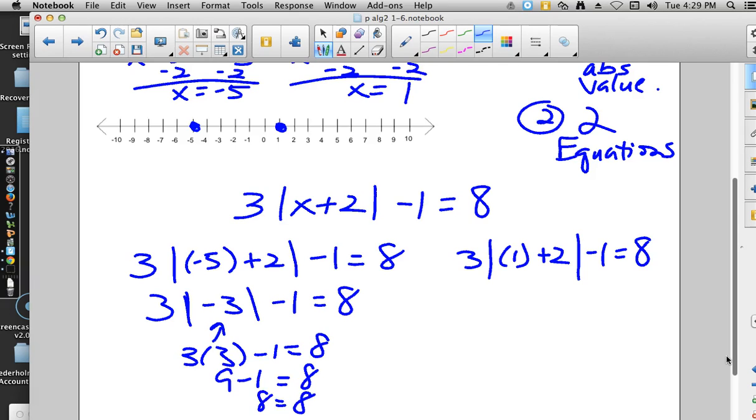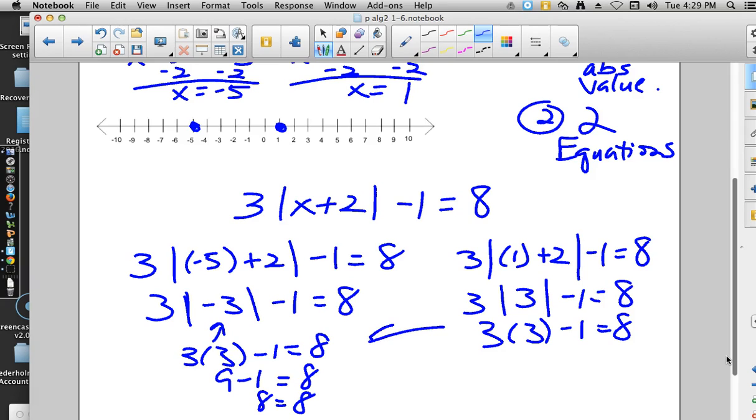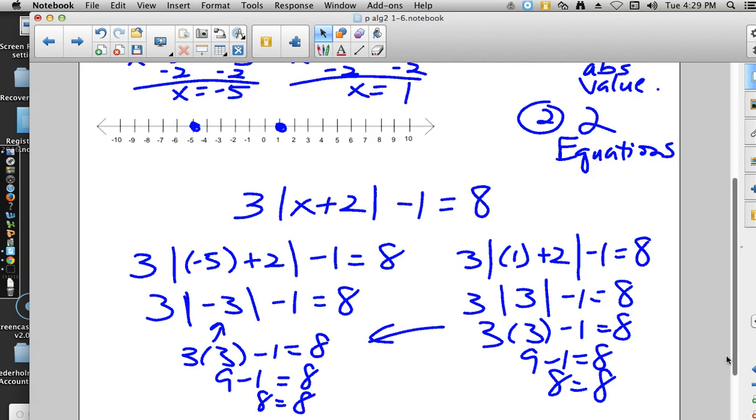So that one checks. Then we go to our second answer, which was 1, and we say, all right, well, the parentheses in there, they're not really doing something. They're just a placeholder. So this will be 3 times 3, because the absolute value of 3 is 3, minus 1 equals 8. And if that looks familiar, it's because we just did that. They both work. Checkable.